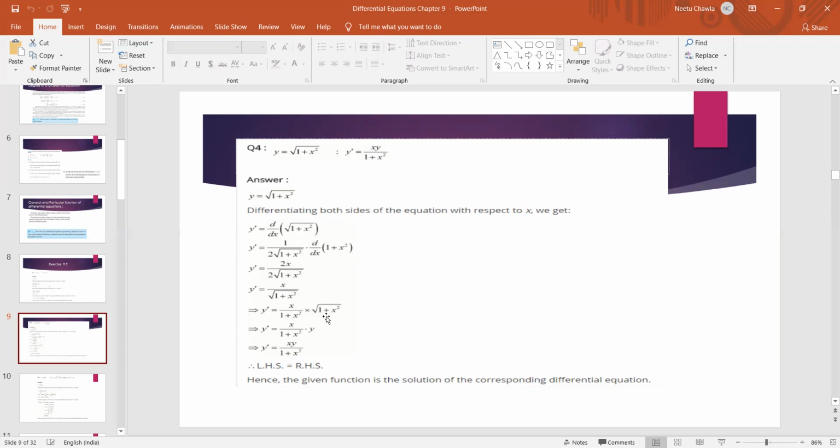And what is this? This is the given function, that is y only. So in place of this, I am substituting y. So I am getting y dash is equal to xy upon 1 plus x square. So you can see this was the given differential equation. Hence we can say that the given function is the solution of the corresponding differential equation.